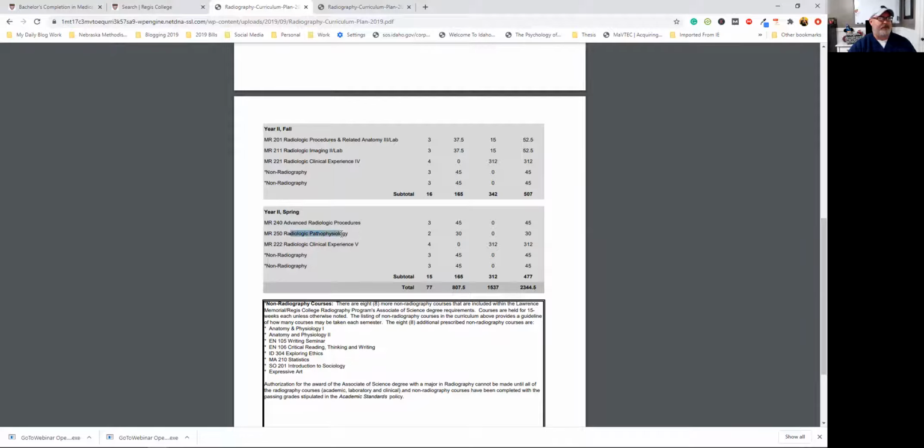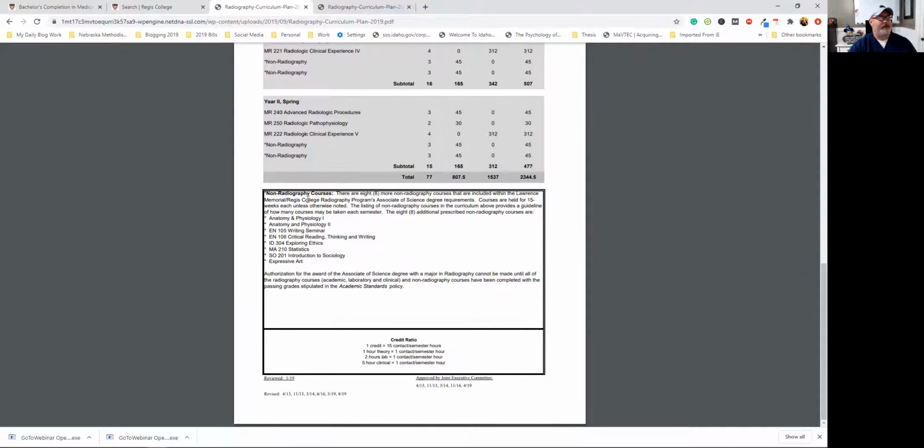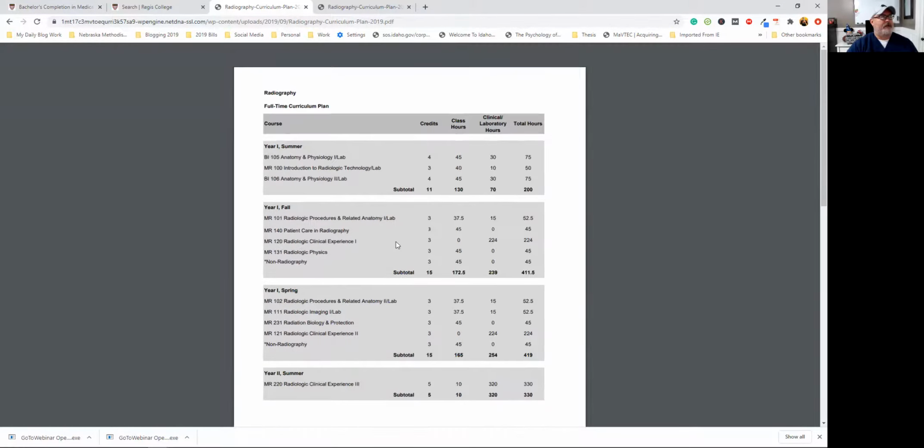And then in your last semester, you've got pathophysiology, which is looking at normal physiology versus abnormal physiology. And then your last clinical and two more electives. And it does say down here that the non-radiography courses are these. So it looks like you can double up on A&P if you need help with that. Maybe they require it, I don't know. There's a writing class, another critical reading and writing class, ethics, statistics, sociology, and art. I don't know why they throw art in there, but that is what Regis College does.